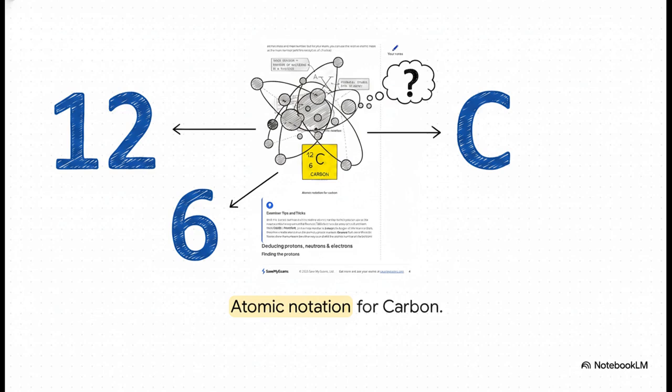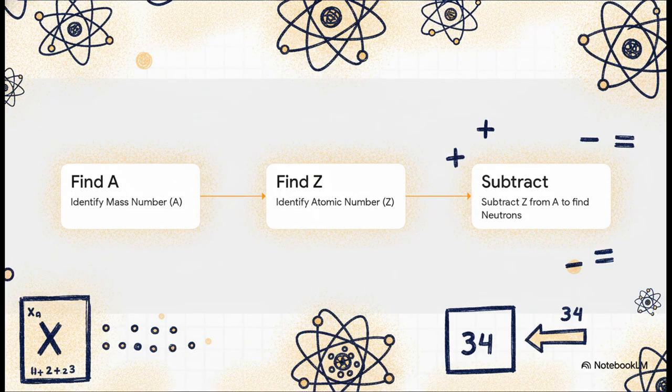But what about the neutrons? Finding the neutrons requires just a tiny bit of math. Don't worry, it's super easy. You just take the total mass of the nucleus and you subtract the protons. So mass number minus atomic number.